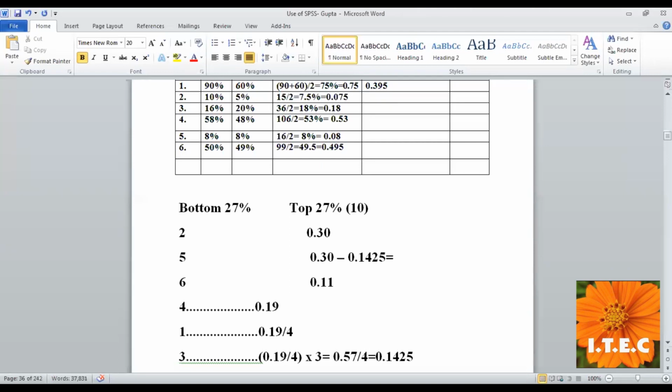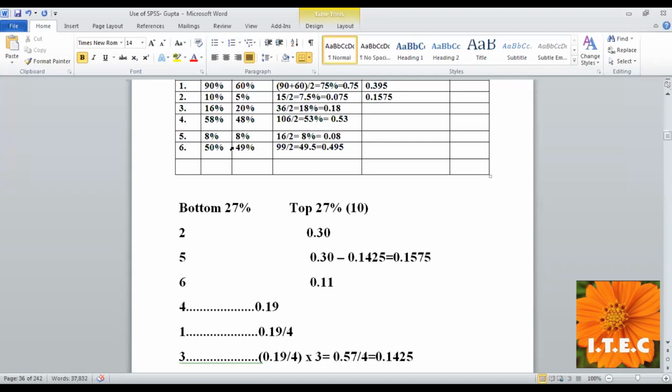So that means 0.30 minus 0.1425, and this becomes 0.1575. So this becomes the discrimination of this one, 0.1575. I hope you have understood.